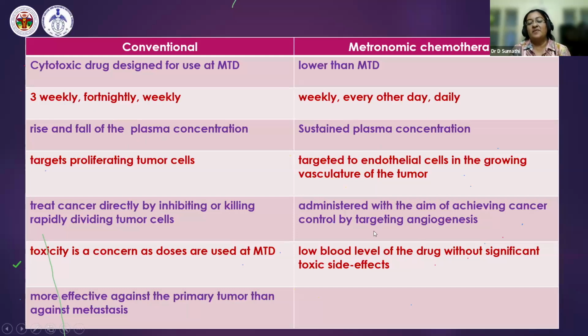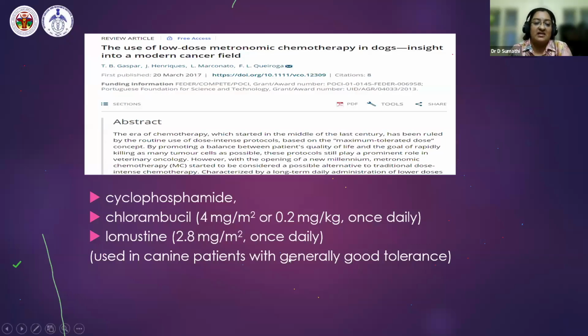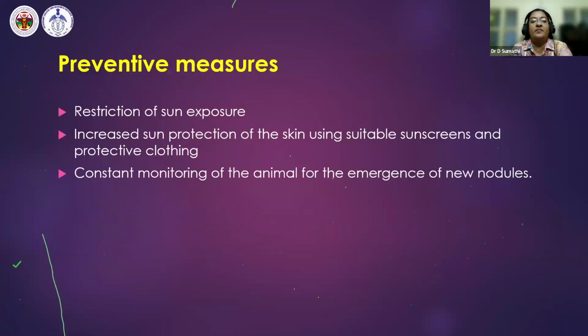It acts by targeting angiogenesis. They don't directly go and kill the tumor cells, but they target the angiogenesis, with low blood levels of the drug and without clinical side effects or toxicities. So what are the drugs that can be used in veterinary practice for this metronomic chemotherapy? Cyclophosphamide, chlorambucil, and lomustine can be used with good tolerance. These are the few drugs that have been dealt with in metronomic chemotherapy.